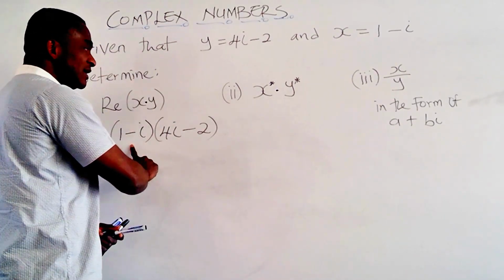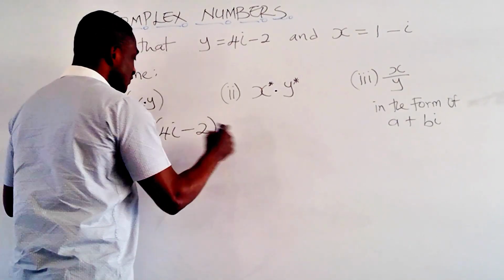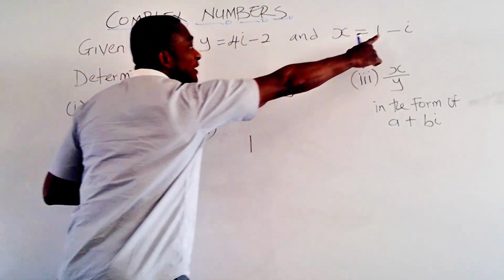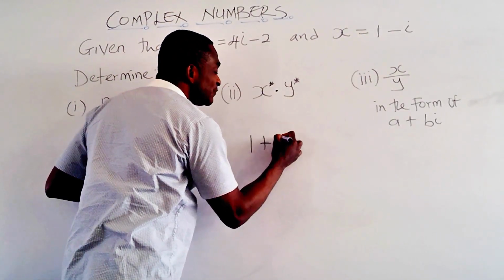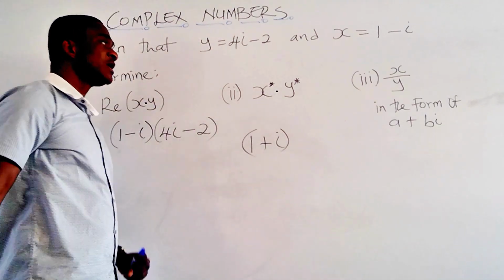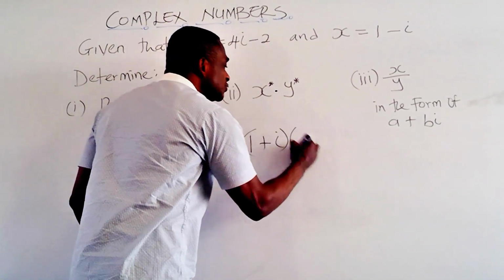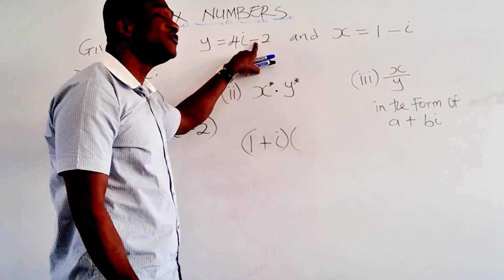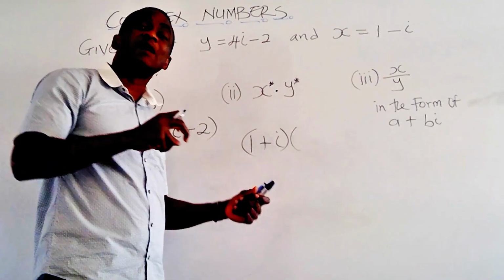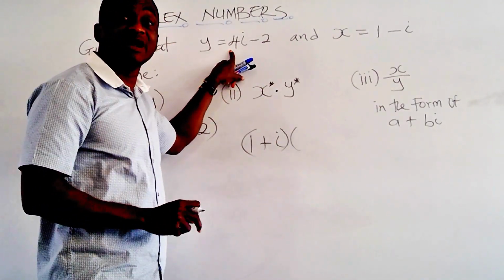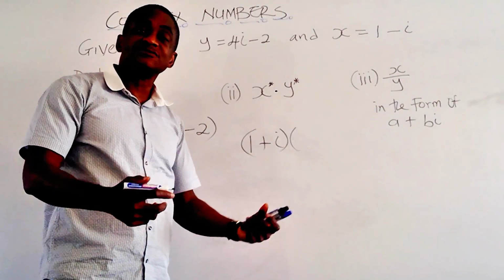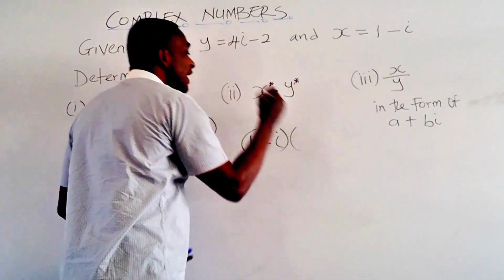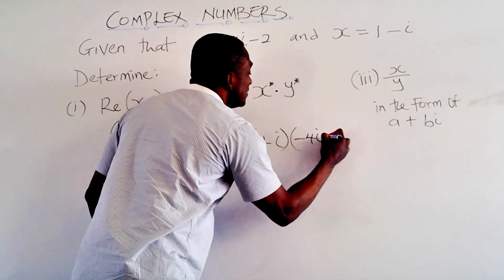So this is the original. Now, if I want to take the conjugate of x, the imaginary part is negative here, it becomes positive i. Multiplying the conjugate of y. Please, the conjugate is not applied to the negative 2, but on the imaginary part. Just like when we have a surd, the conjugate is applied on the surd, not on the number. So we will have negative 4i minus 2.